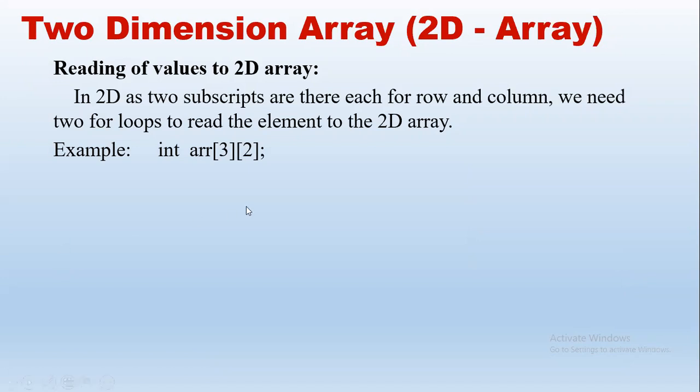In this example, three rows, 2 columns. So now we know that a maximum of 3 rows and 2 columns can be stored in this 2D array.